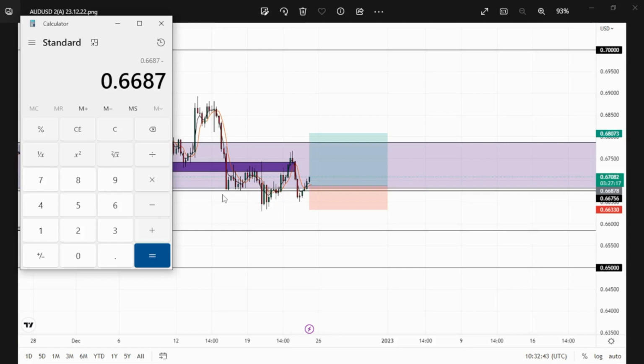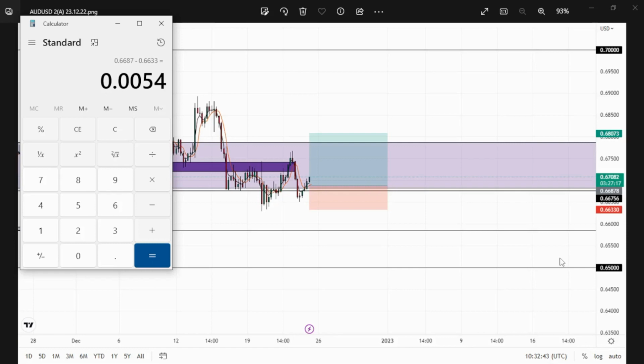So 0.6687 minus, let's go for the stop loss. How far is my stop loss from my entry level? My stop loss is this red banner here, which is 0.6633. I would be losing 54 pips. I do not go above 60 pips. If my stop loss is above 60 pips, I will not enter that trade.